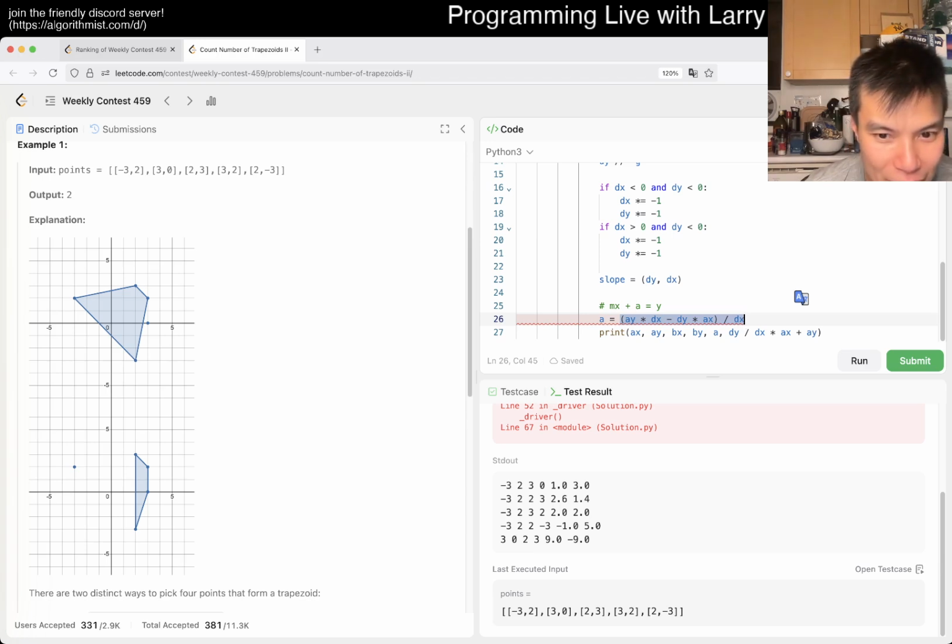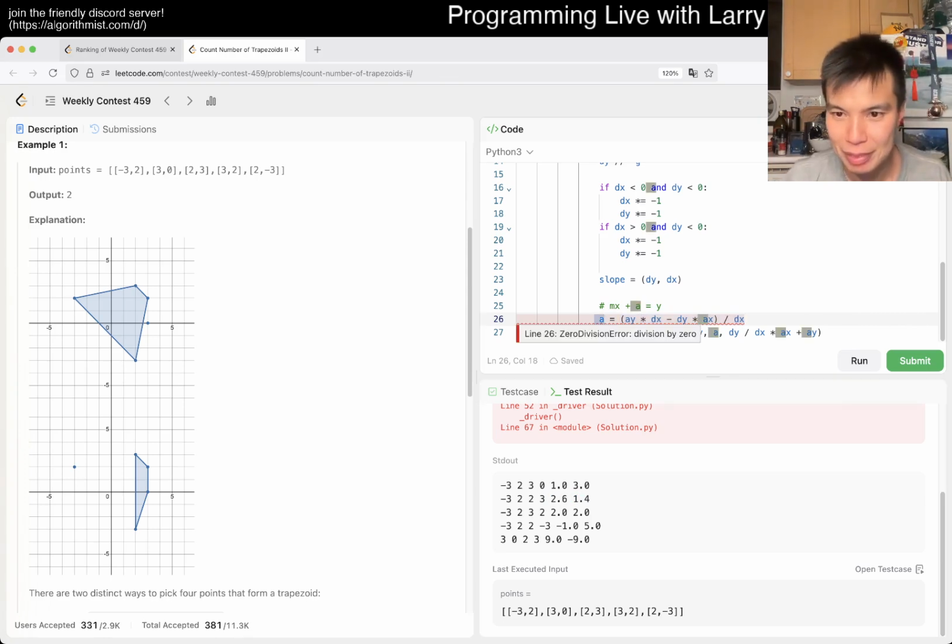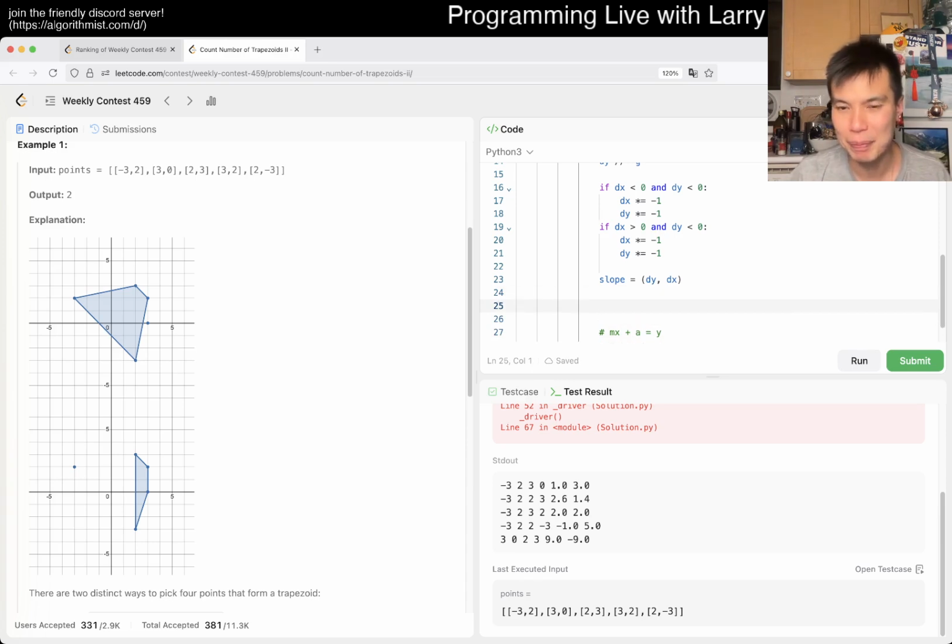Okay, negative 3, 2 and 2, 3. That's the one that is drawn. 2, 3, and it crosses at 2.5, 2.6 maybe. Yeah, okay. So this is the y-intercept, as long as dx is not equal to 0.